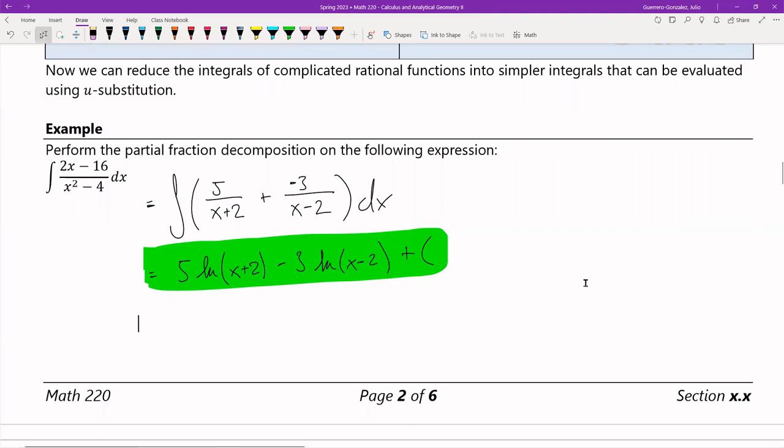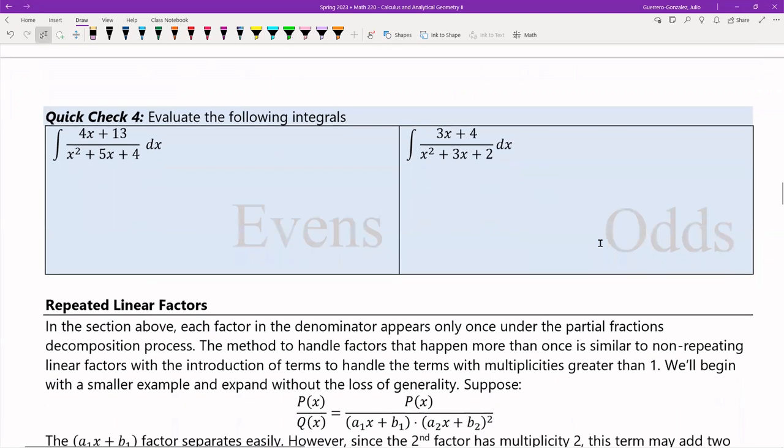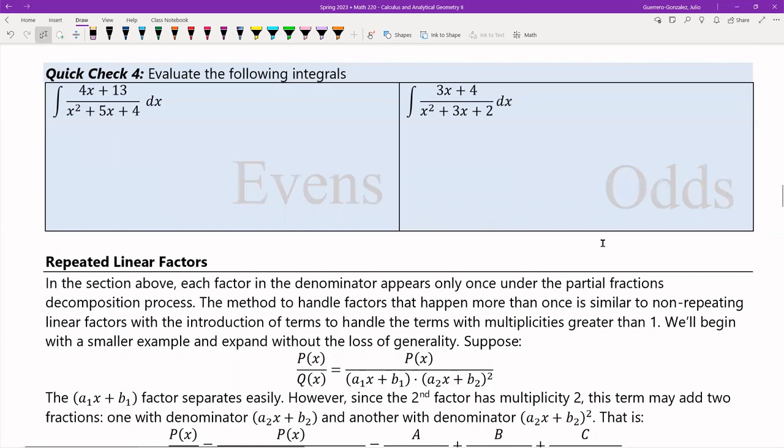Okay. The next quick check has you doing the integral for the partial fraction decomposition from the one that you don't know the answers to from the previous quick check. So hopefully, double check with your group mates, make sure that your partial fraction decomposition is all right. Okay, but I do want you guys to try it first.